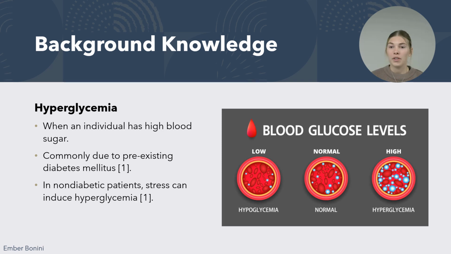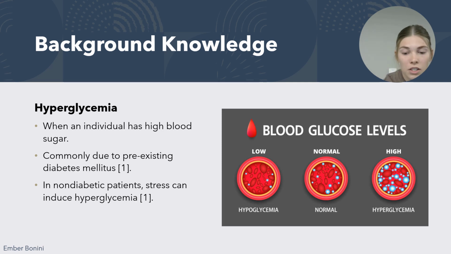For an individual who has hyperglycemia, they can either have pre-existing diabetes mellitus, or if they don't, it can be caused by stress. When the body is under stress, it causes a release of hormones like cortisol, glucagon, or growth hormone. These take the body out of homeostasis, causing the hyperglycemic conditions to occur.